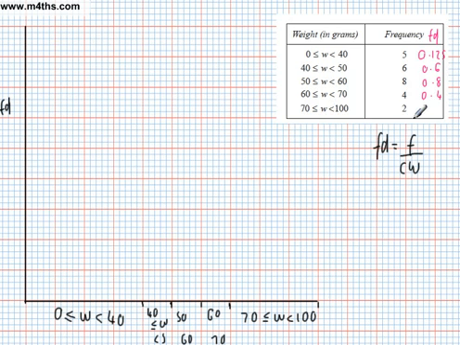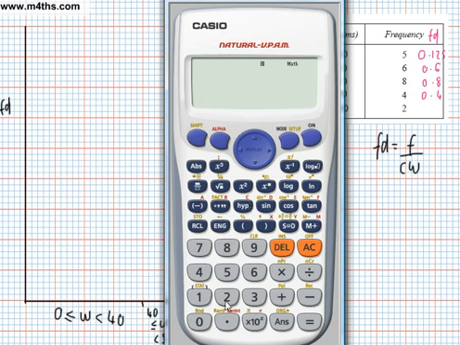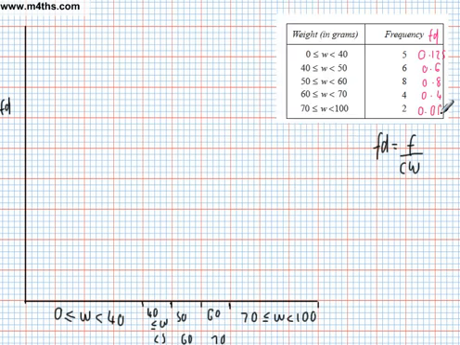What's that going to give us? 1 over 15, which is going to be 0.06, something along those lines. So 1/15 is 0.06 recurring. Yeah, so we'll call it 0.06 recurring.